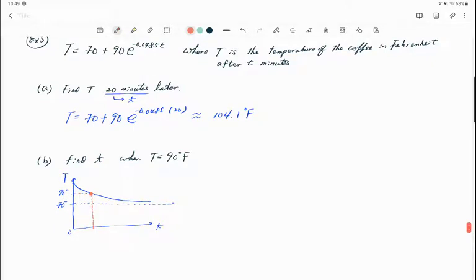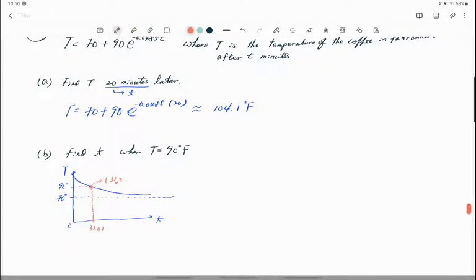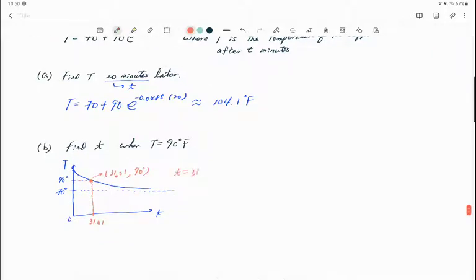And this t will be approximately 31.01. So the coordinate of this is, when you leave the coffee for 31.01 minutes, then the temperature of the coffee will be 90 degrees. So in this case, t equals 31.01 minutes. That's it. So in approximately 31 minutes, the coffee will cool down to 90 degrees.